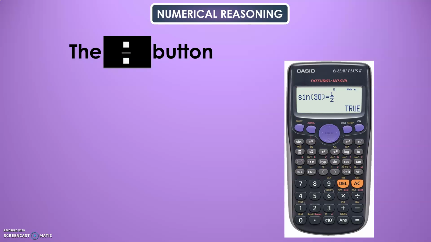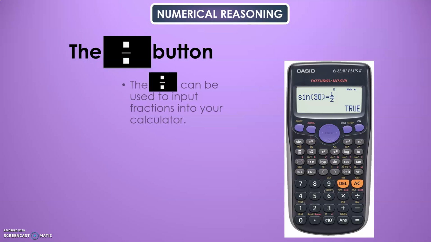So when we're using the blue calculator, the key button that we're interested in is the double box button. With the double box button, you can input fractions into your calculator, and because it's the natural display, the best thing about this calculator is that you can just write it as the equation looks.